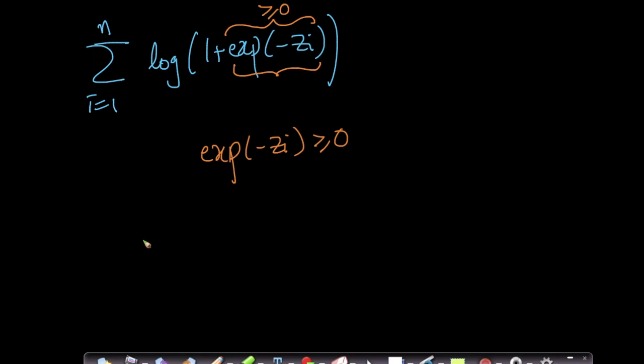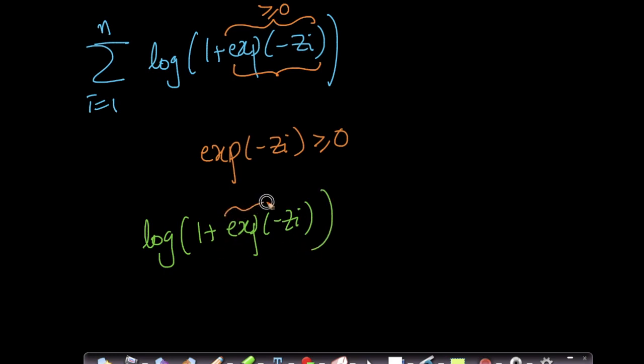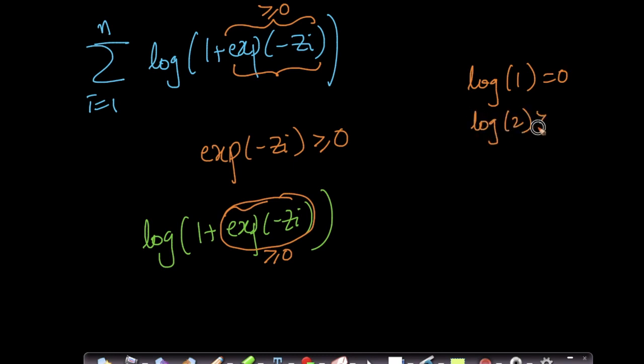Now let's look at the larger term. What is the larger term here? Log of 1 plus exp of minus zi. We just said that this term here is always greater than or equal to 0. Then what happens to log of 1 plus something that is greater than or equal to 0? Remember, log of 1 is 0. Log also has this nice property that it is a monotonically increasing function. So if you add anything to this, log of 1 plus something, let's say log of 2, is greater than log of 1.